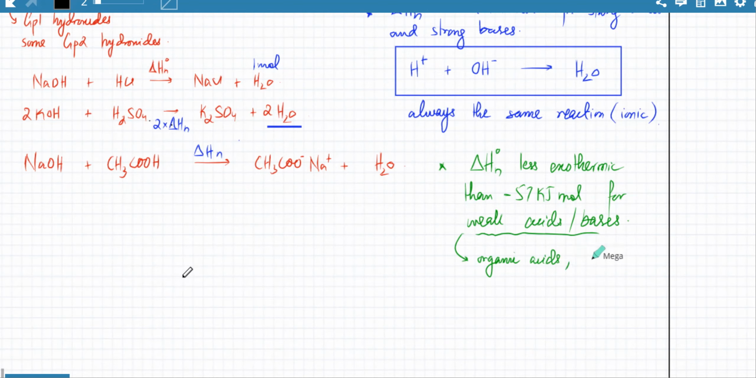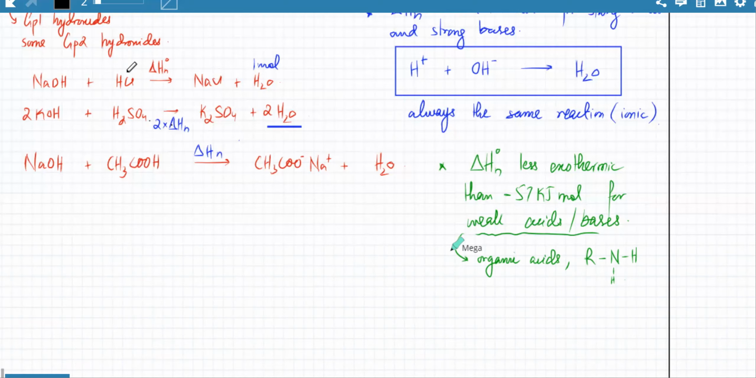And bases are the ones that have N in them, like ammonia. That's a weak base. So remember this: any compound that contains N in it, that's a weak base, and any compound that is an organic acid, that's a weak acid. So why is the value less than minus 57? The reason is that when you have a weak acid, the ions are not produced that readily. Like HCl is a very strong acid.